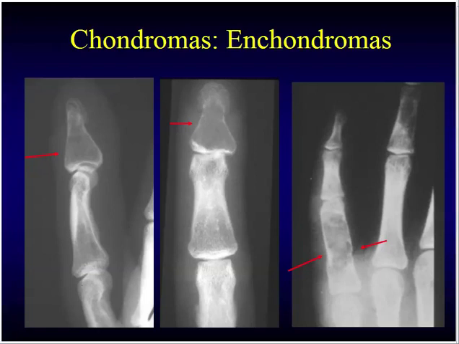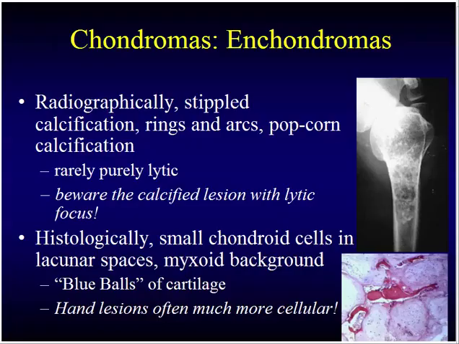Here's in the hand, you get them in the distal phalanx or in more proximal phalanx. They can sort of fill up the cavity, slightly expansile, and the fracture is not that uncommon. Radiographically, as I mentioned, you get stippled calcifications, rings and arcs, or so-called popcorn calcification. Occasionally, you'll see one that on MRI has that lobular appearance, but there's no mineralization on plain film, and you can still relatively confidently say it's an enchondroma.